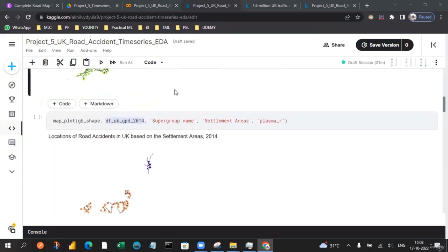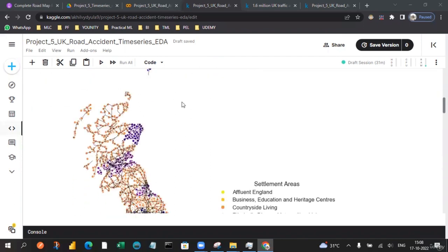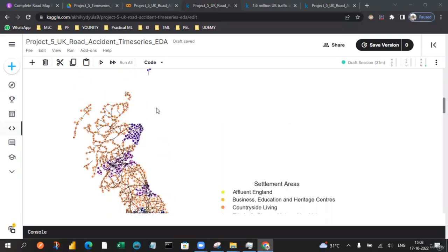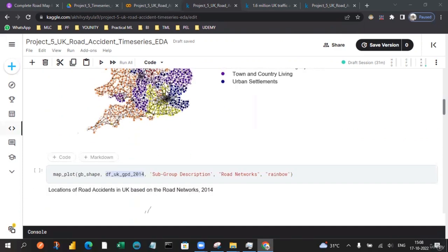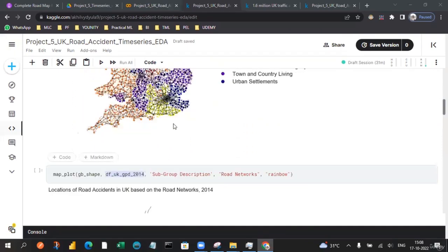So let's also see the supergroup name and the settlement areas. The settlement areas have a huge impact. You can see the huge impact corresponding to countryside living along with town and country living, or maybe the urban and settlements in some of the cases. So this determines, with respect to the group, the supergroups which correspond to settlement areas.